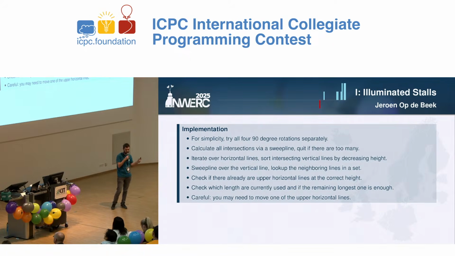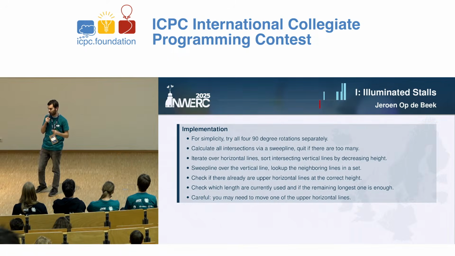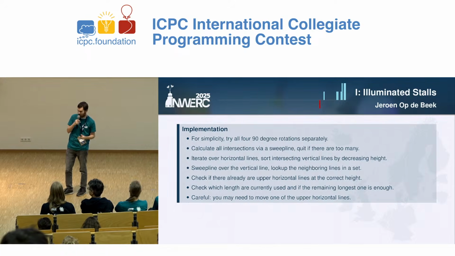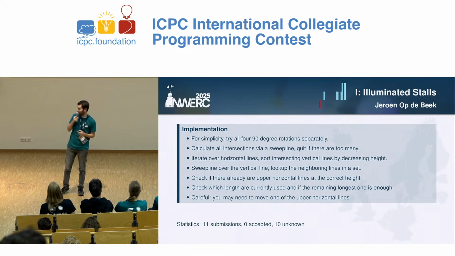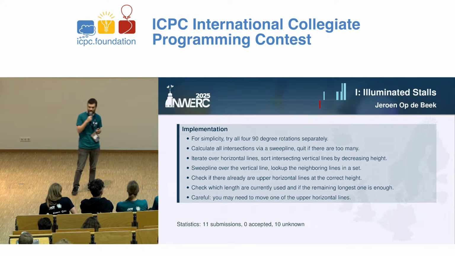One really easy thing to do is that you can rotate the whole picture 4 times and try to solve it independently. And this makes the implementation already a lot better. But there are many such tricks. In the end, it's not that bad to implement. So there were 0 accepted before the freeze, and there are still 10 unknown submissions. And now I'll give it back to Paul for some stats.